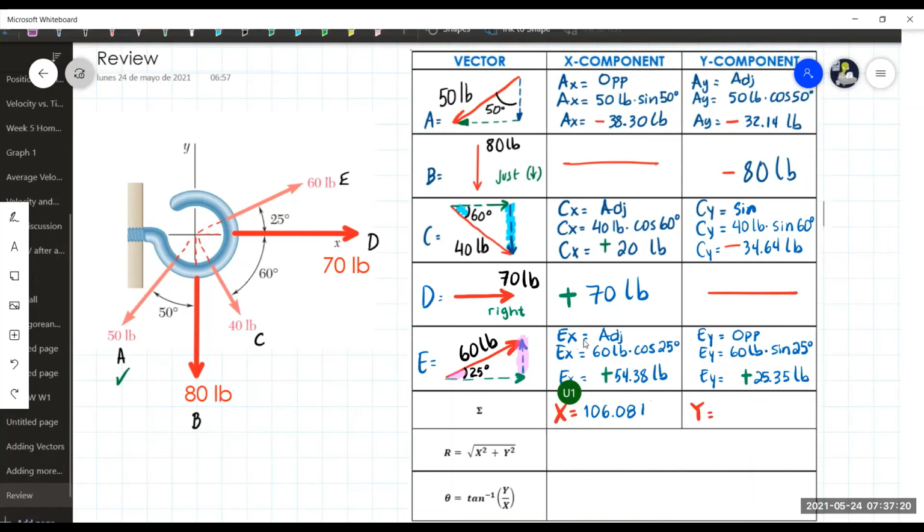Okay, now in y, they are mostly negative. Negative 32.14 minus 80 minus 34.64 plus 25.35. Here I got negative 121.43 pounds. I truly recommend that in the next formula, you always put the numbers positive or use the calculator correctly.